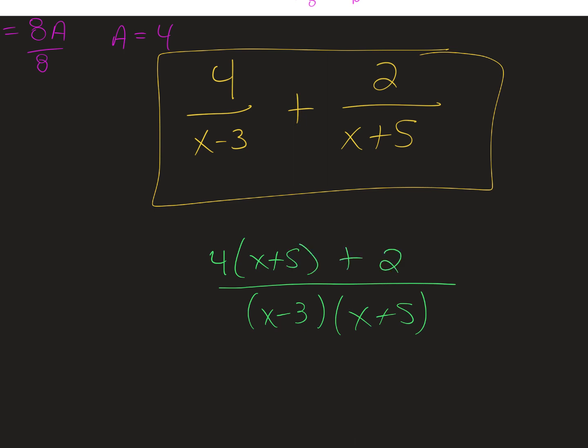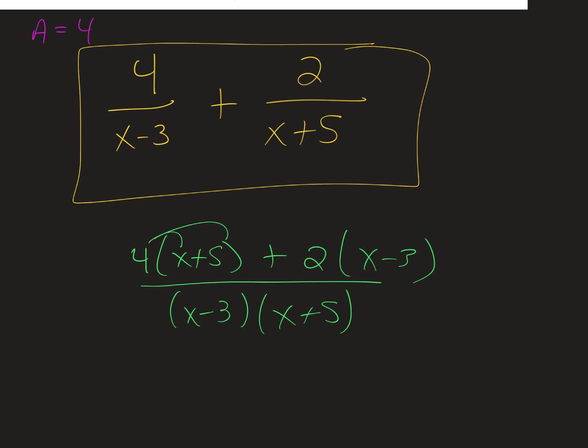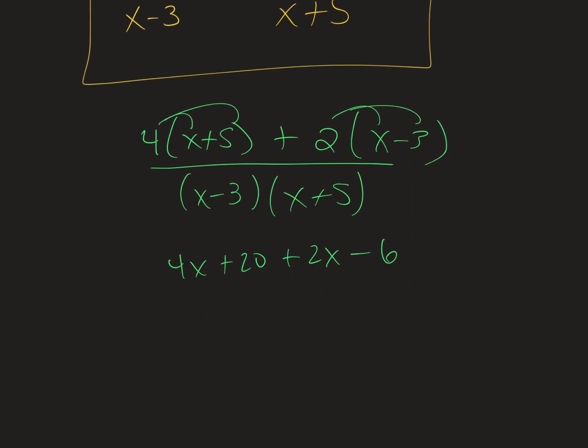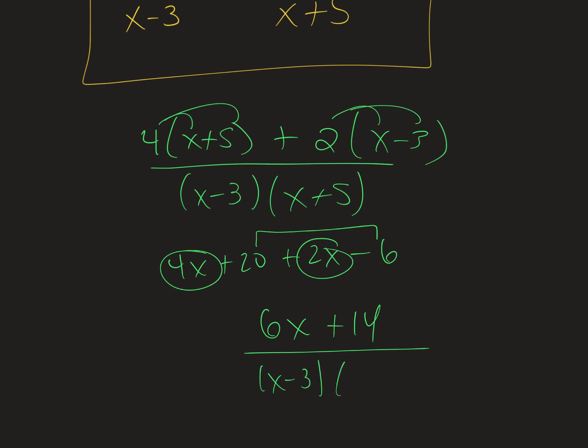My second fraction, 2, in the denominator has the x plus 5. What is it missing? x minus 3, okay. So if I distribute here, I have 4x plus 20 plus 2x minus 6. Agreed? Yeah? So if we simplify, what's 4x and 2x? 6x. And what's 20 minus 6? 14 over x minus 3, x plus 5.